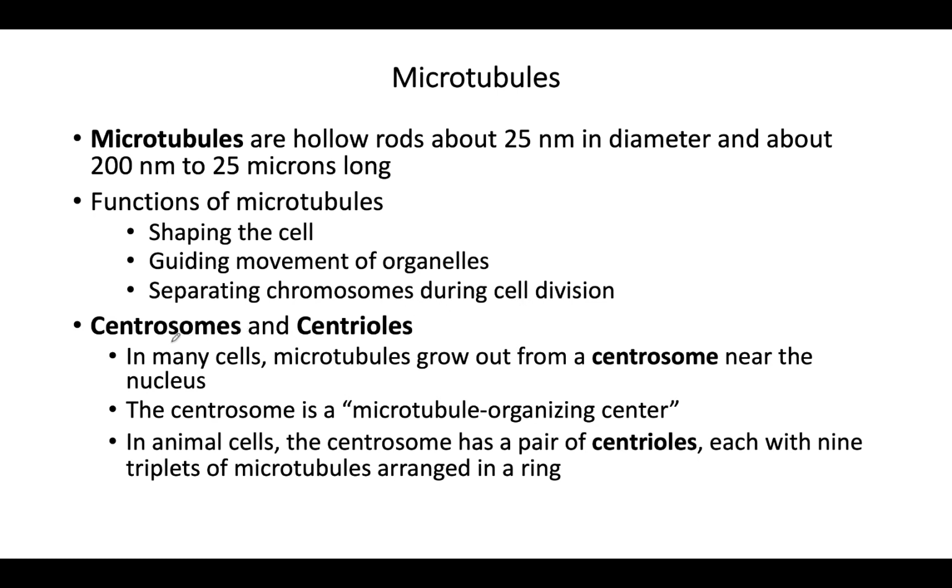Centrosome and centriole are other organelles that exist inside the cytoplasm. In many cells, microtubules grow out from the centrosome near the nucleus. So, the centrosome is the organelle that produces microtubules. The centrosome is a microtubule organizing center. In animal cells, the centrosome has a pair of centrioles, each with 9 triplets of microtubules arranged in a ring. So the centrosome is composed of a pair of centrioles, 2 centrioles.